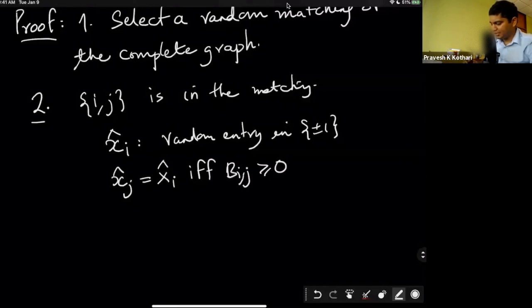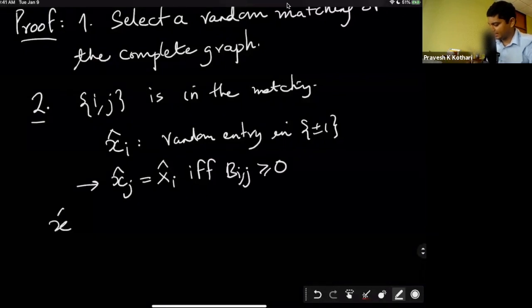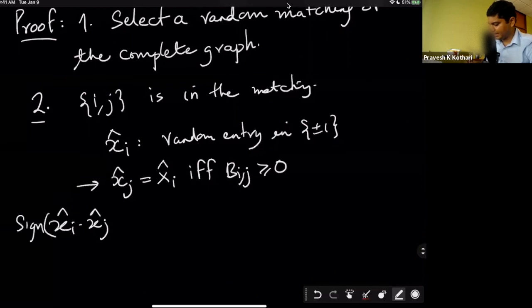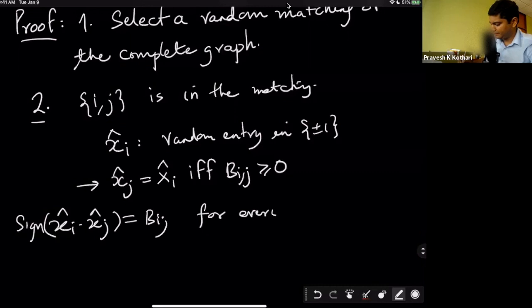For every edge in the matching, because of how I chose the second endpoint of each edge, I have aligned x hat i, x hat j to have the same sign as b_ij for every edge in the matching, right?